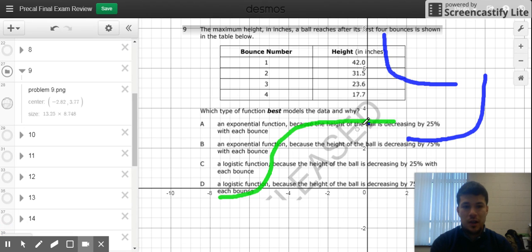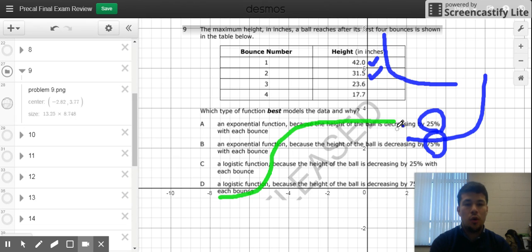So we're worried about having an exponential function. Then it just comes down to, are you decreasing by 25% or are you decreasing by 75%? Now, if you're decreasing by 75%, that means you have less than half left. Between 42 and 31, I have not lost more than half of the value of my output. If anything, I have about 3/4 of it left. So I'm decreasing by 25%.